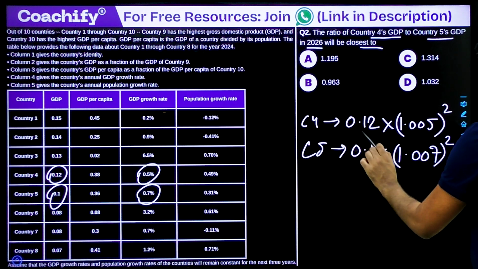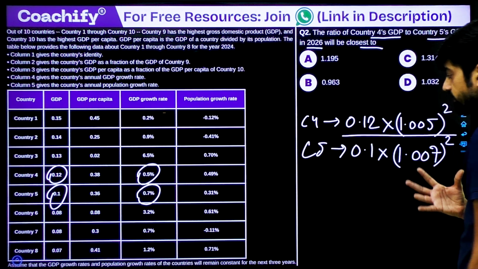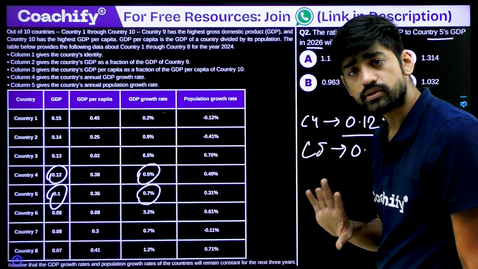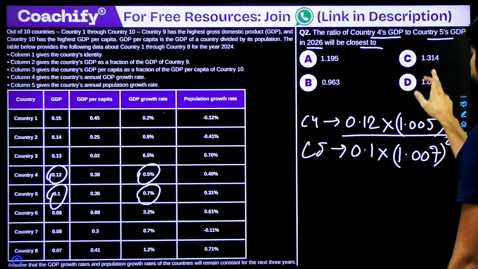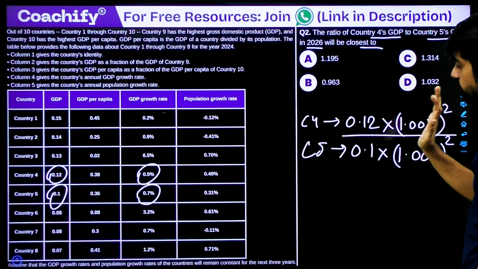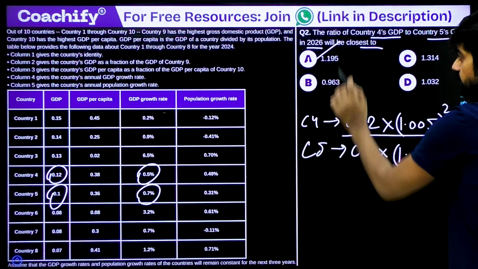You just have to calculate the ratio and find the closest, approximate value. I suggest you use a calculator for this. That will give you the answer very quickly, because the values are very close. Since the values are very close, if you try to approximate this way, there are high chances that you will make an error. And see, the values are very close here in the options also. So when you use the calculator and find the exact value, you will get option A as the right answer.